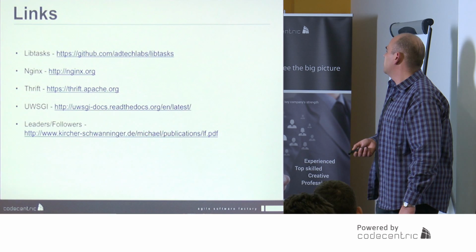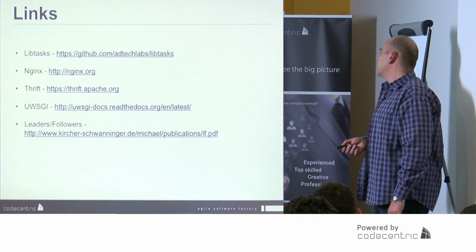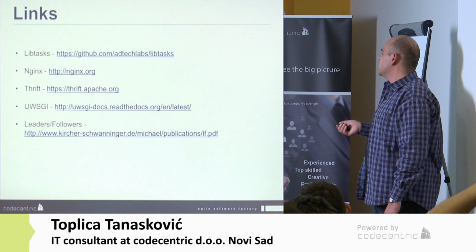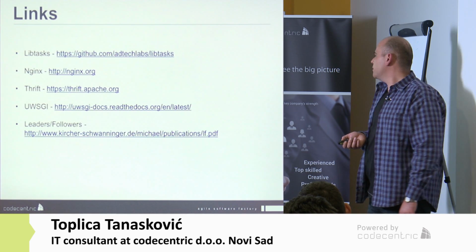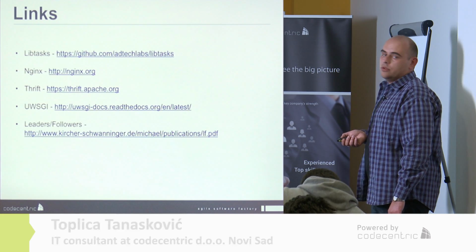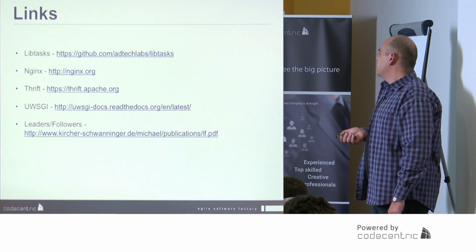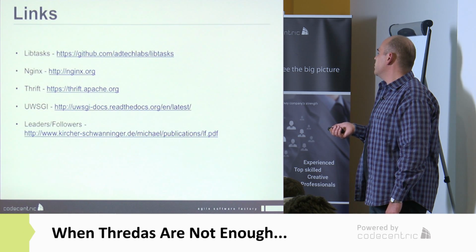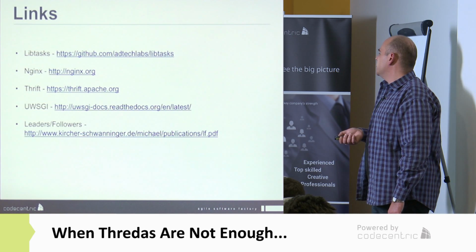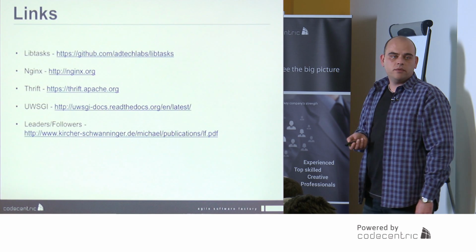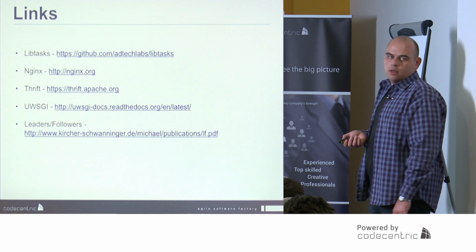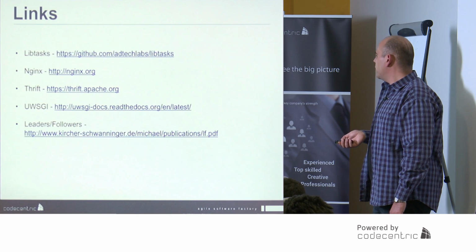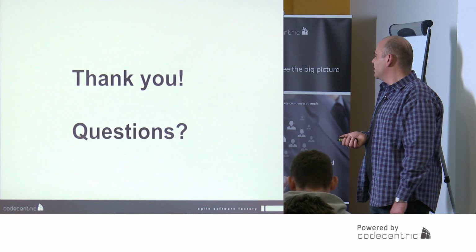The code examples will be available on GitHub. I will post it on the Meetup group, but you have a lot of examples of this type of processing in the LitTask library itself. It has a lot of unit tests that you can use as an example. There are also examples of how to configure Nginx for such stuff, and how to use Thrift and UWSGI, or maybe you want to read the paper of the 4 professors that invented the leader-followers pattern. There is a link. This presentation will be available online in the next few days, so you can access it. I hope that I didn't bore you to death with this talk.